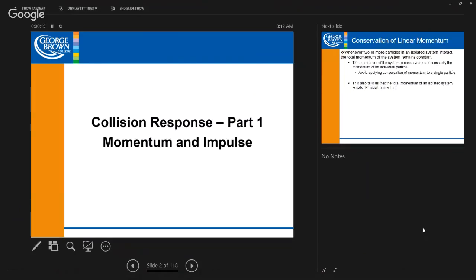So collision response, part 1, which is all around momentum and impulse, right? Remember we talked about it last week. I said that there are 2 types of responses. When we do a collision detection, we say, okay, 2 objects have collided, they've overlapped, something has happened. Now we have to respond to it.